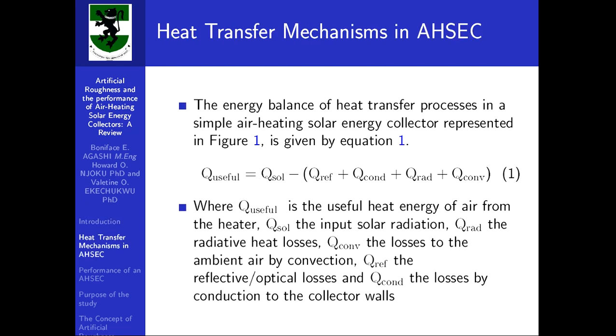Heat transfer mechanisms in air heating solar energy collector. The energy balance of heat transfer processes in a simple air heating solar energy collector, such as the one represented in Figure 1, is given in equation 1, which mathematically states that Q useful is equal to Q sol minus open bracket Q ref plus Q cond plus Q rad plus Q conv close bracket, where Q useful is the useful heat energy from the air heater, Q sol is the input solar radiation, Q rad are heat losses by radiation, Q conv are losses by convection, Q ref are reflective or optical losses, and Q cond are losses by conduction.